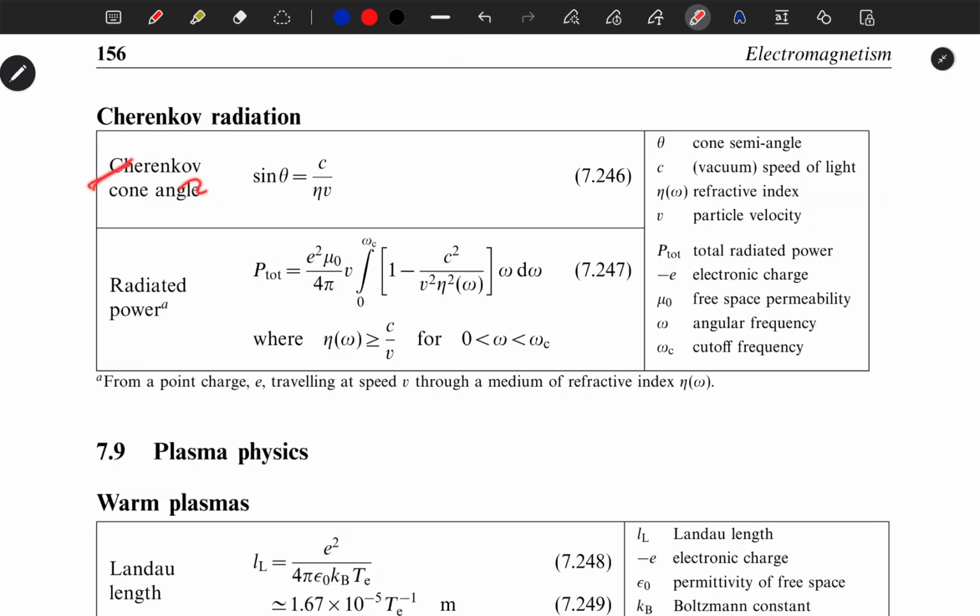Cherenkov radiation, Cherenkov cone angle sin theta equal to c by eta v, radiation power P total equal to e square mu by 4 pi with an integration 0 to omega c of 1 minus c square by beta square eta square times omega d omega.